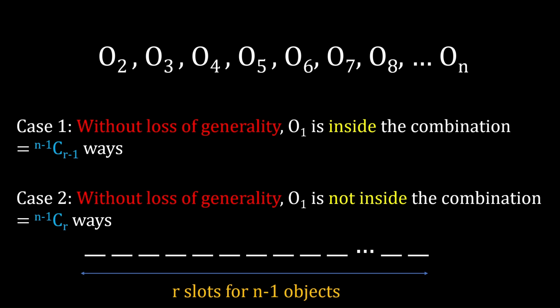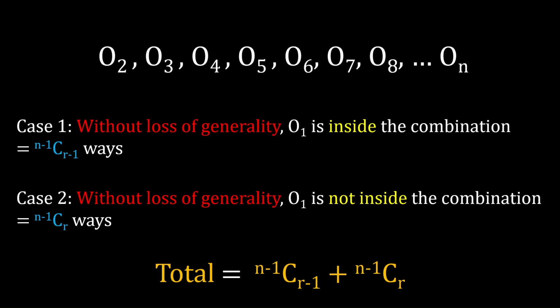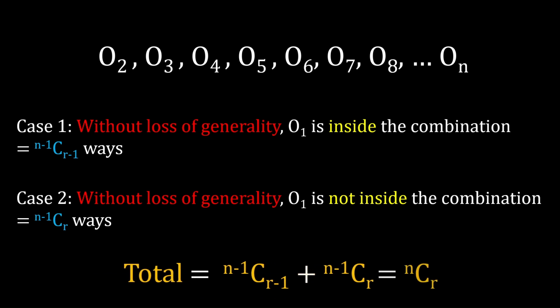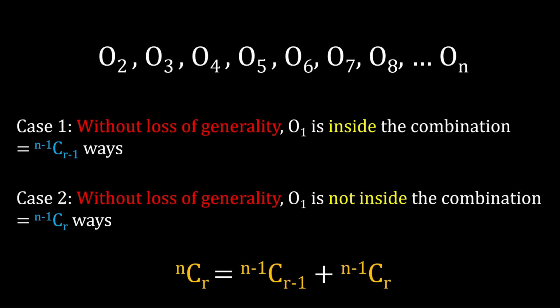So, this covers all the possible ways of choosing r objects from n things. Hence, we can conclude that the number of ways is the sum of these 2 cases. And it just so happens that the total number of ways is simply n choose r. Hence, we can conclude that n choose r equals n-1 choose r-1 plus n-1 choose r.